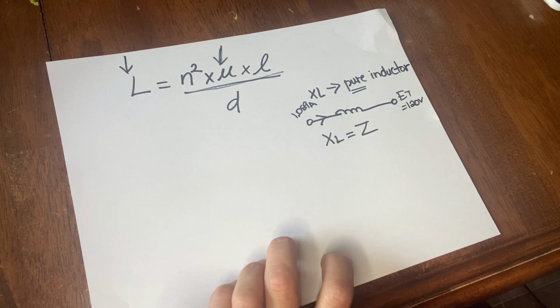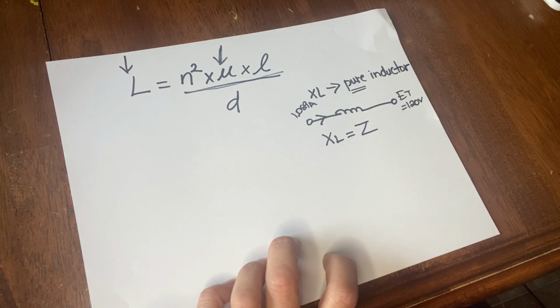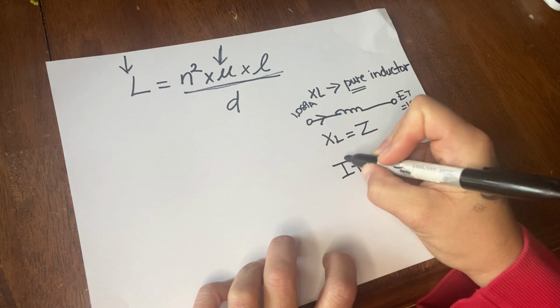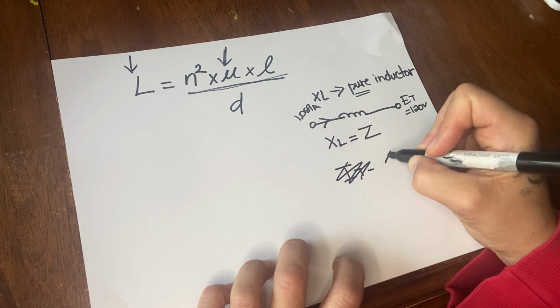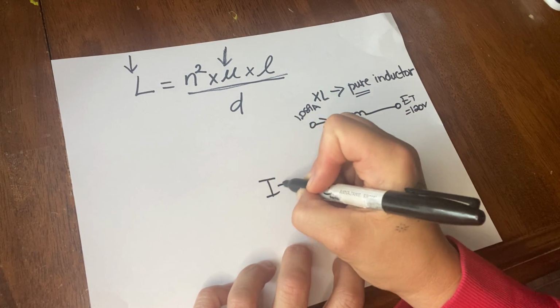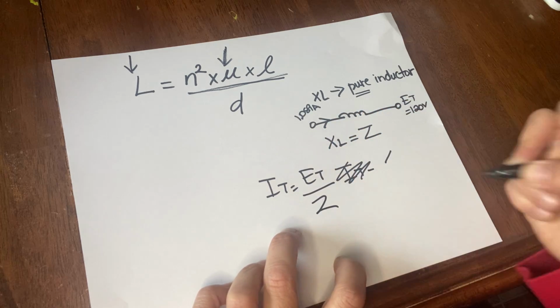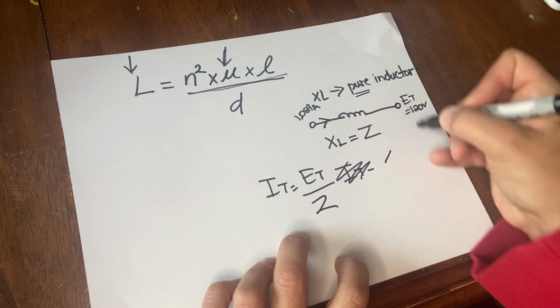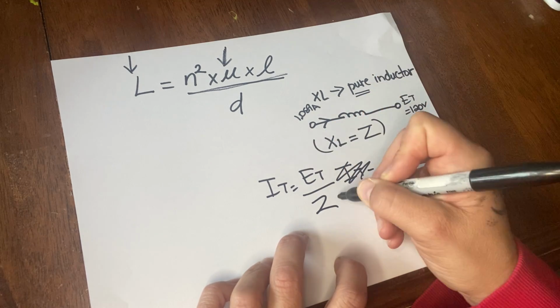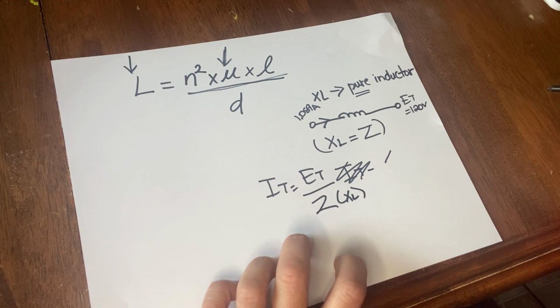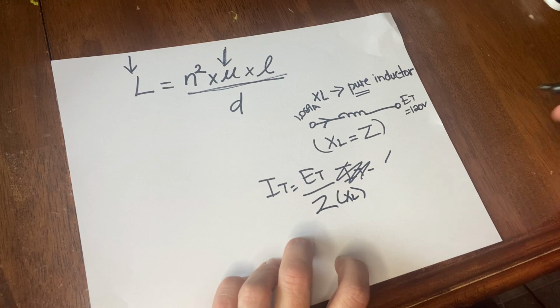Based on this information, I can solve the amount of XL, being that this inductor is stated as being pure. So I can use the Ohm's law formula: I total equals E total over Z. Because it's a pure inductor and we stated XL equals Z, I can transpose this Ohm's law formula to figure out what my XL is.